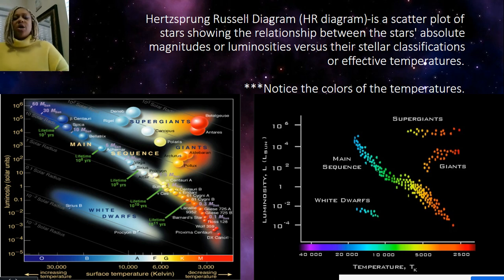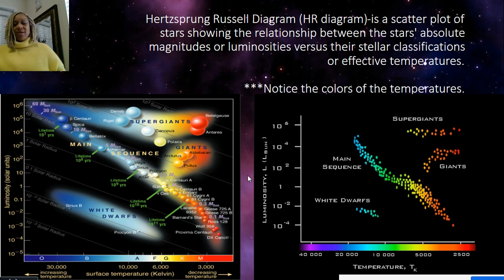All right. So notice the colors of the temperatures. Now, when we talk about convection currents, if you all remember, we talked about convection currents. We had the warm and the cold, and warm air rises, cold air falls, and we put red with warm and blue with cold. Well, guess what? With the HR diagram, it's the total opposite.